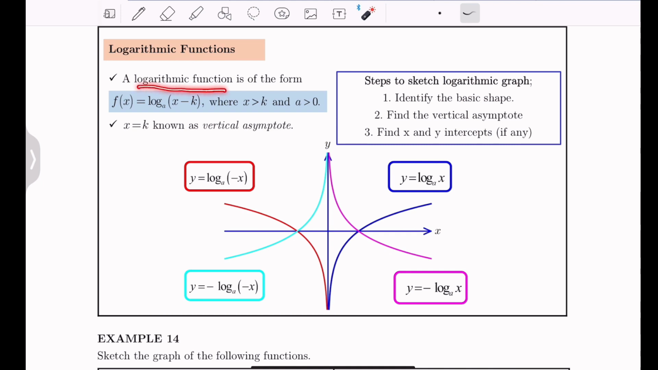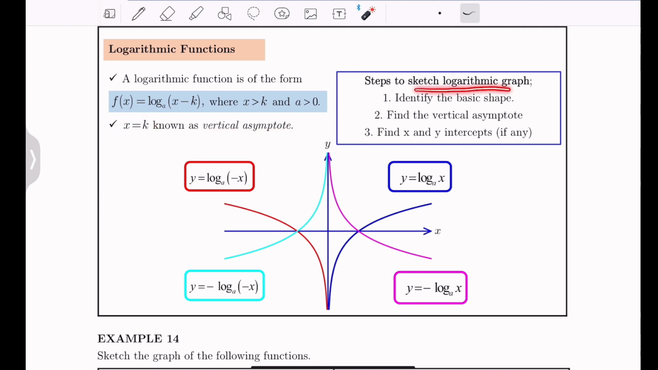Next, for logarithmic function, it is of the form f(x) equals log of (x minus k) to the base a, where x is greater than k and a is greater than 0. So previously, we know that exponential function has a horizontal asymptote. So for logarithmic function, we have a vertical asymptote. So the vertical asymptote can be obtained from the expression inside the log. So x minus k we let equal to 0. So x equals k.